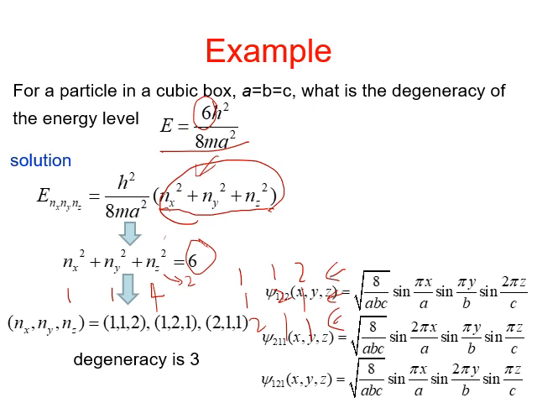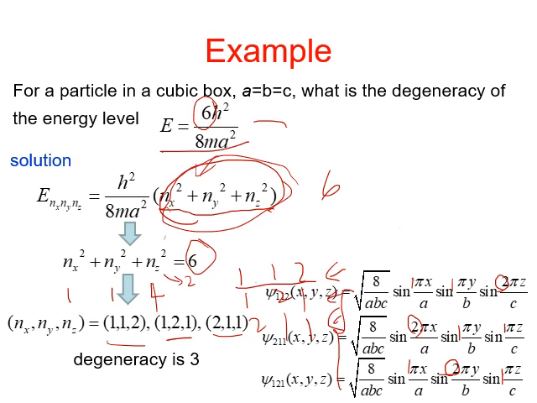So the 3 wave functions you put into the wave function, here nx, ny, nz is 1, 1, 2. So you see 1, 1, 2. Now what about 1, 2, 1? So here 1, 2, 1. And this is 2, 1, 1. And you can see these 3 wave functions are different. When you plot them, you get different shapes. But when you calculate the energy using this equation, you will get 6. And therefore, they are degenerate.